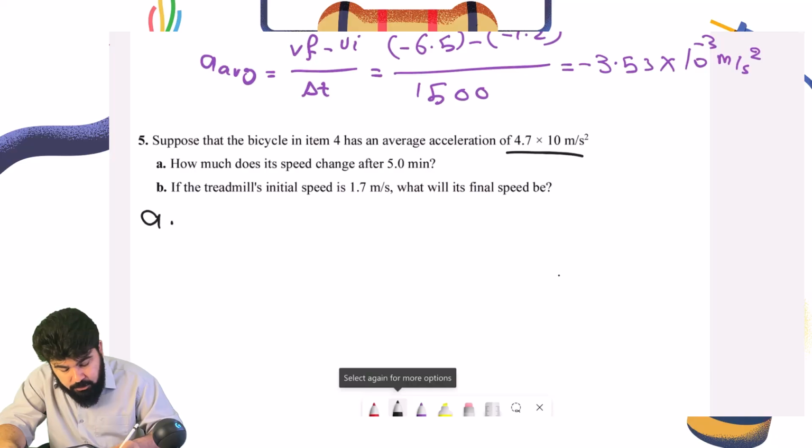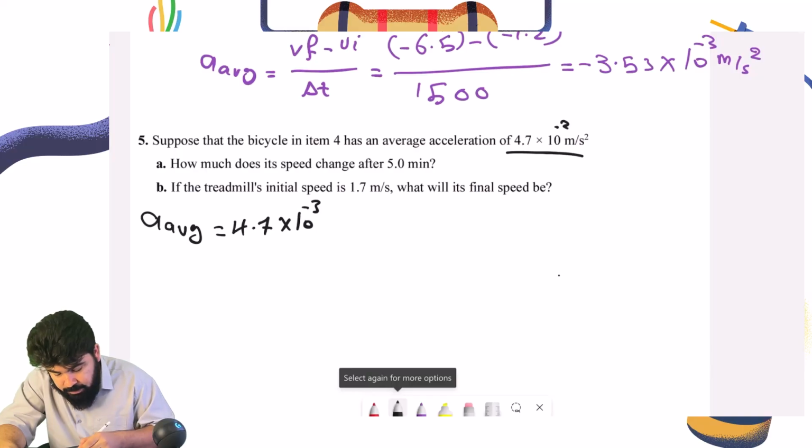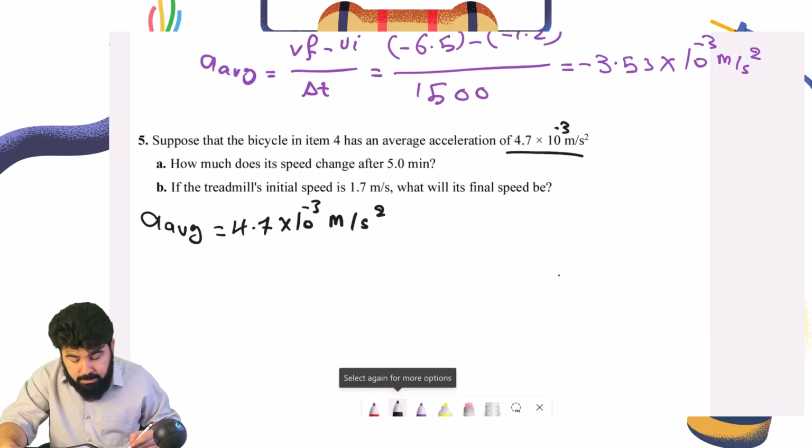Question 5. Suppose that the bicycle in item 4 has an average acceleration of 4.7 times 10 to the power of negative 3 meters per second squared. By the way, this one is negative 3, just a technical mistake.